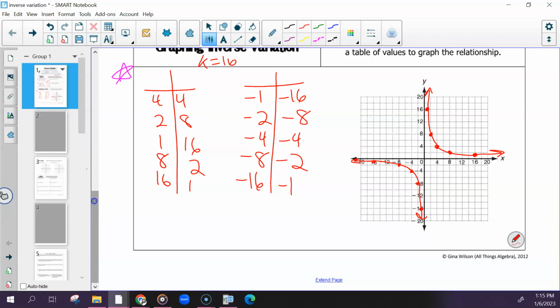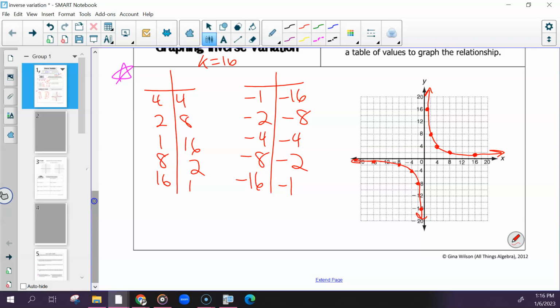This is what an inverse variation function looks like when it's graphed. So if the equation matches your inverse variation format, then you know it is. But if you're not sure, or even if you want to double check, you could type it into your y equals on your calculator and see, does it do this? And if it does, then you know it's inverse. If it doesn't, you know it's not. If it's a line, you know it's definitely not.